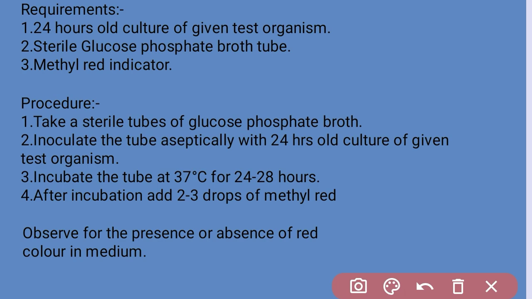Procedure: take sterile glucose phosphate broth tubes, inoculate a given bacterial culture into it under aseptic condition, and incubate the tube at 37 degrees for 24 hours. After incubation, add 2 to 3 drops of methyl red. Observe for the presence or absence of a red color in the medium.